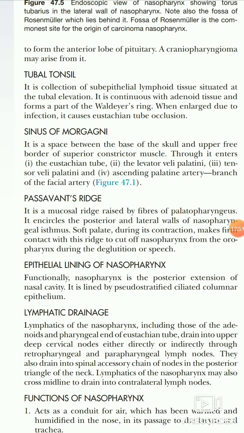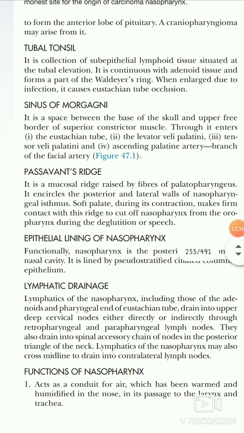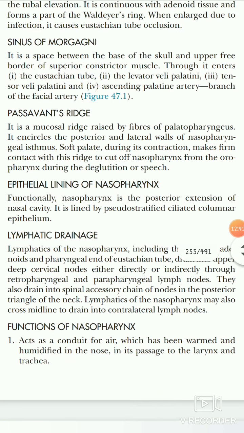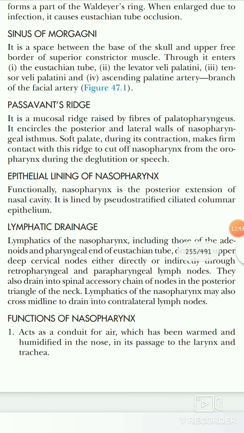Passavant's ridge. It is a mucosal ridge raised by the fibers of palatopharyngeus. It encircles the posterior and lateral walls of the nasopharyngeal isthmus. Soft palate during its contraction makes firm contact with this ridge to cut off the nasopharynx from the oropharynx during deglutition or speech. Epithelial lining of nasopharynx. Functionally, nasopharynx is the posterior extension of the nasal cavity. It is lined by pseudostratified ciliated columnar epithelium.